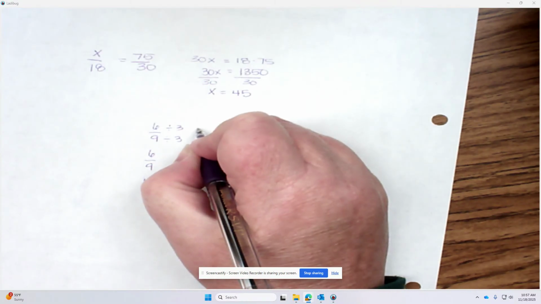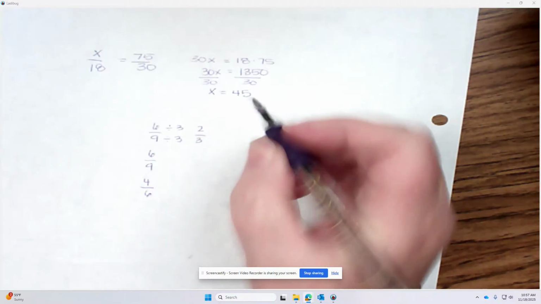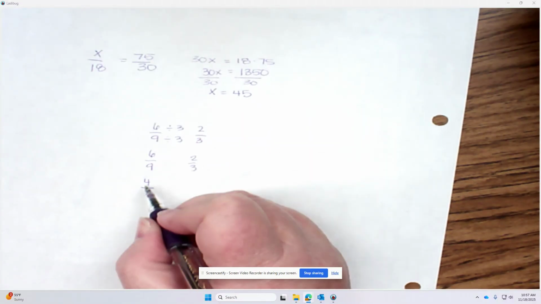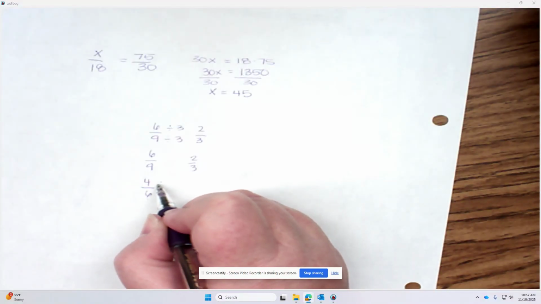6 divided by 3 is 2. 9 divided by 3 is 3. So this one's 2/3. 6, 9, that's the same thing. And then what do 4 and 6 have in common? Well, they're both even numbers, so they're divisible by 2.